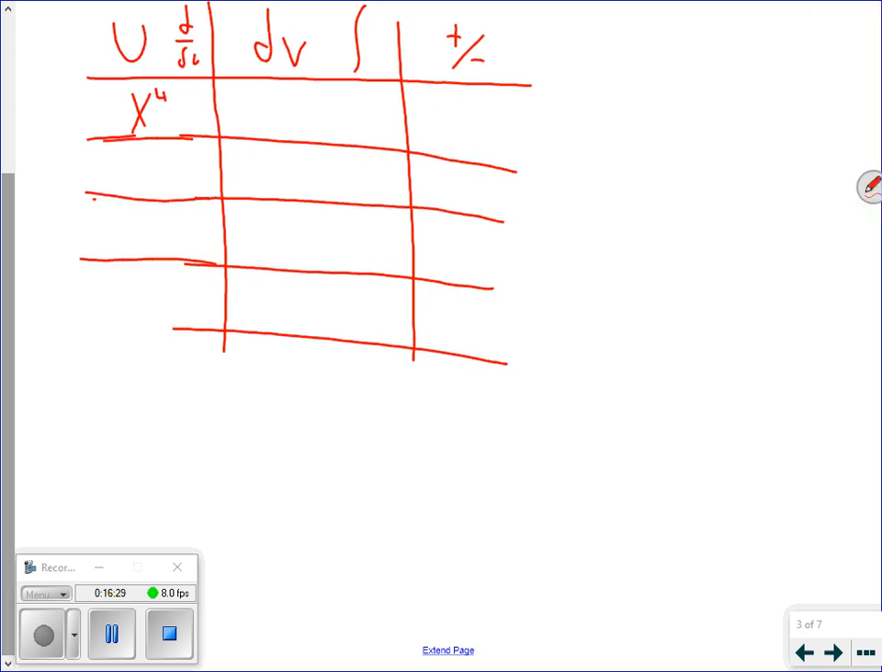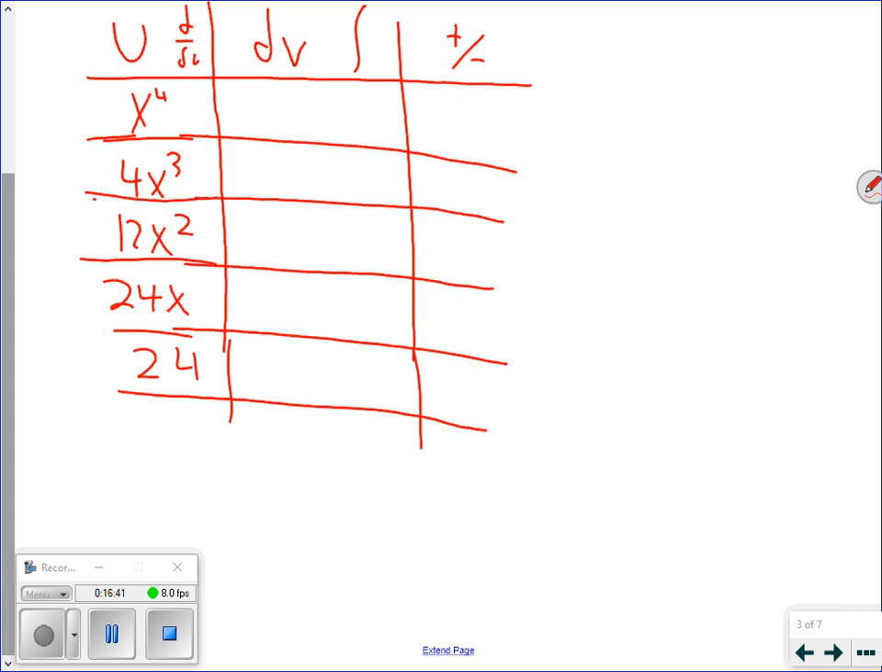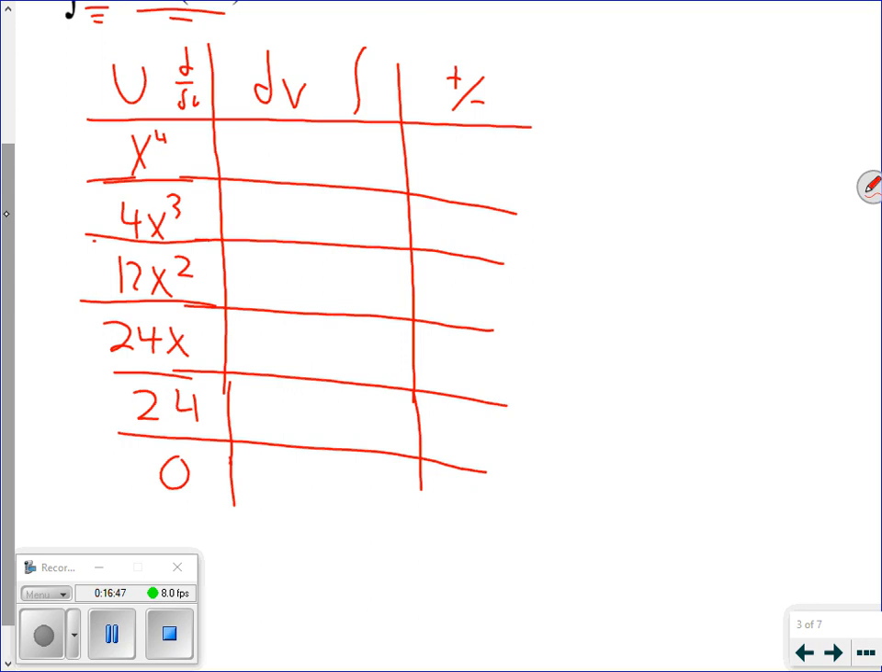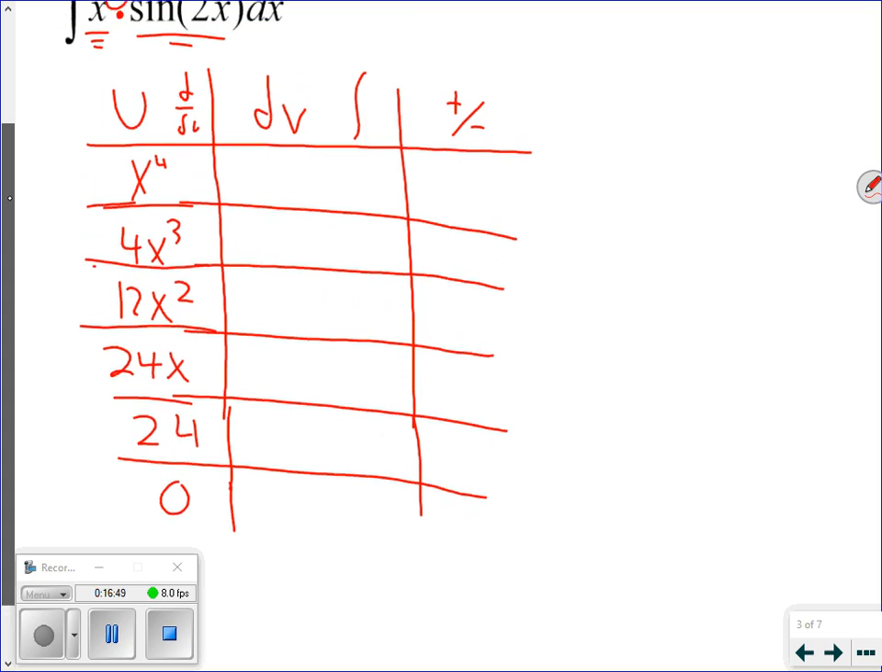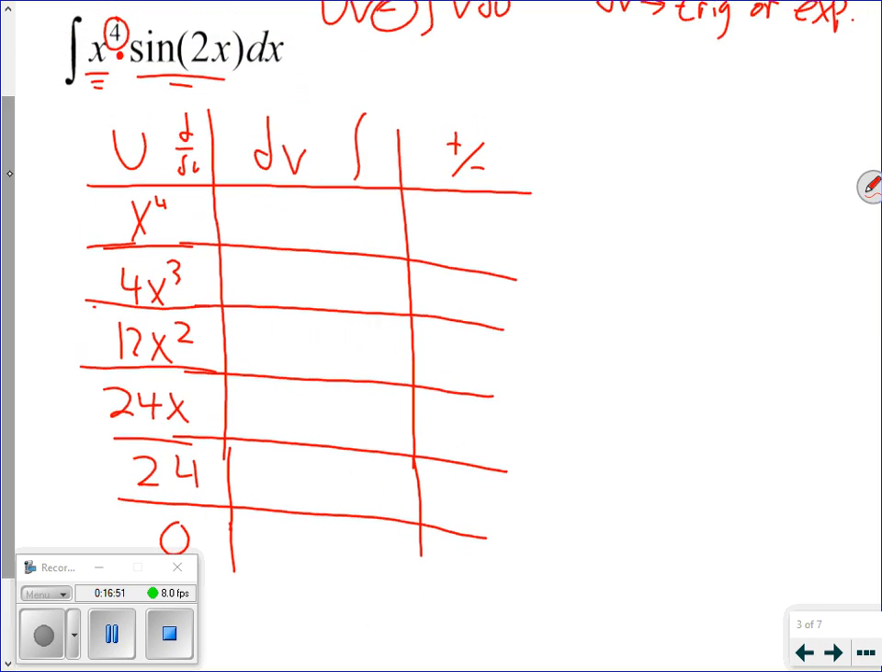We'll start off with x to the fourth. So that's 4x cubed, then 12x squared, and then 24x, 24, and then 0. Here's the thing. If you did this by integration by parts, this is how many times you'd have to do integration by parts because of how the problem is set up. So this just simplifies that process.